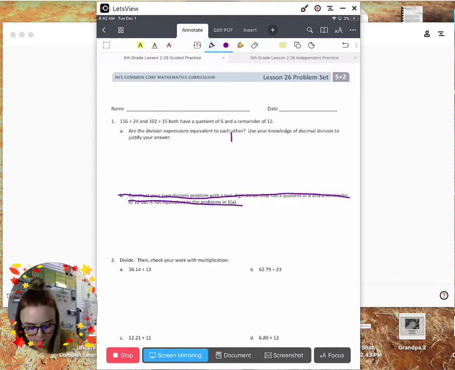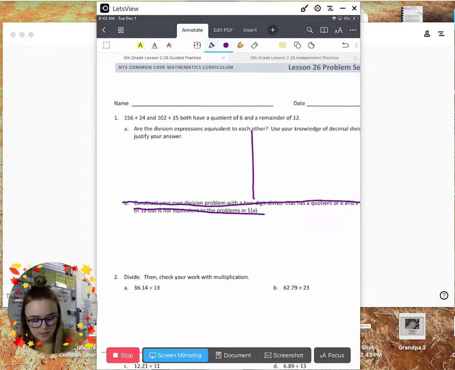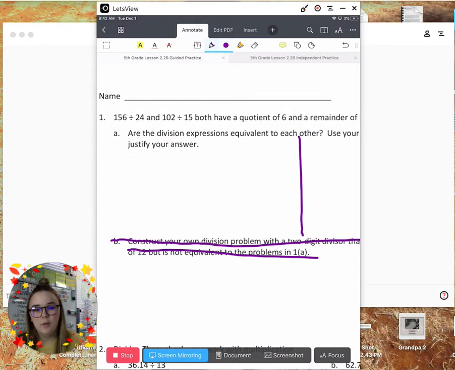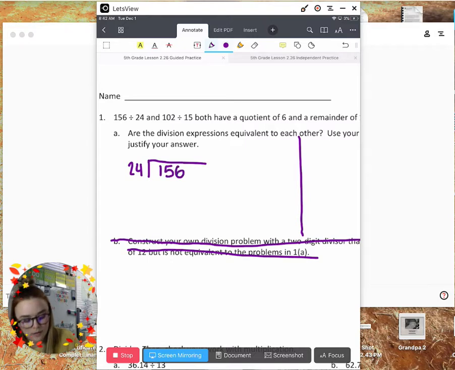So I'm going to split kind of my space in half because I'm going to work out each of these. So let's look first at 156 divided by 24. So we know how to do this, right? We have already talked about dividing by a two-digit number. So what we're going to do this time is we're going to continue on after we get to our remainder.